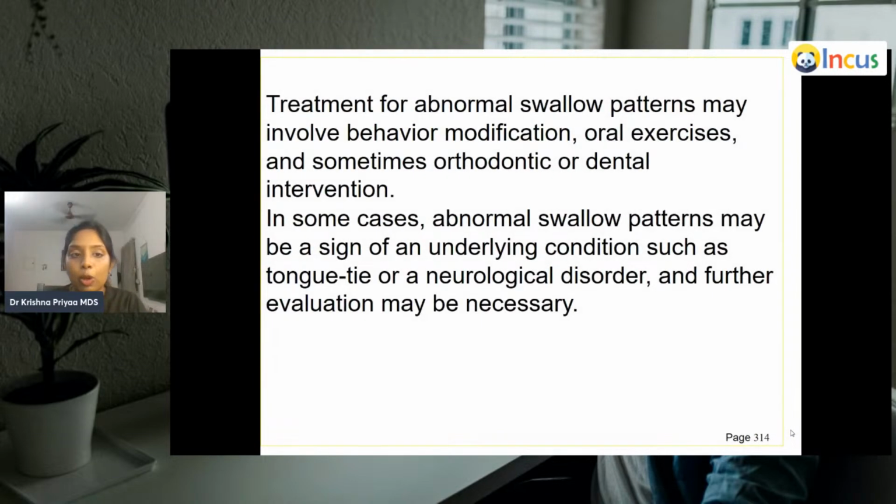Treatment for abnormal swallow patterns. What they can include: behavior modifications or oral exercises, and sometimes orthodontic intervention is necessary. Many times, abnormal swallow patterns may be a sign of underlying neurological conditions or tongue tie, so further evaluation may be necessary to identify the problem and give the proper solution.